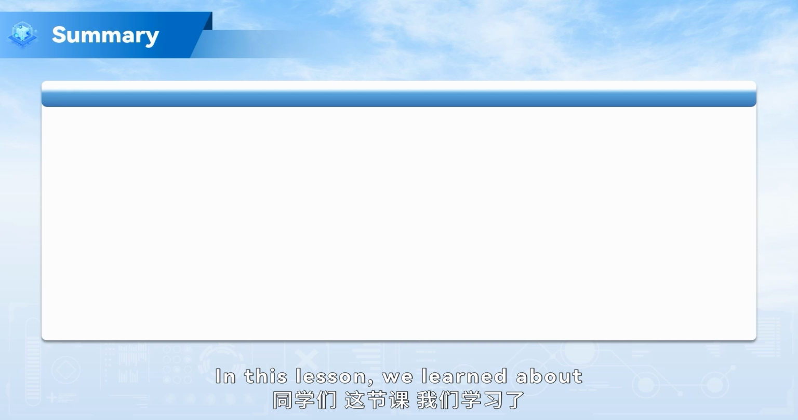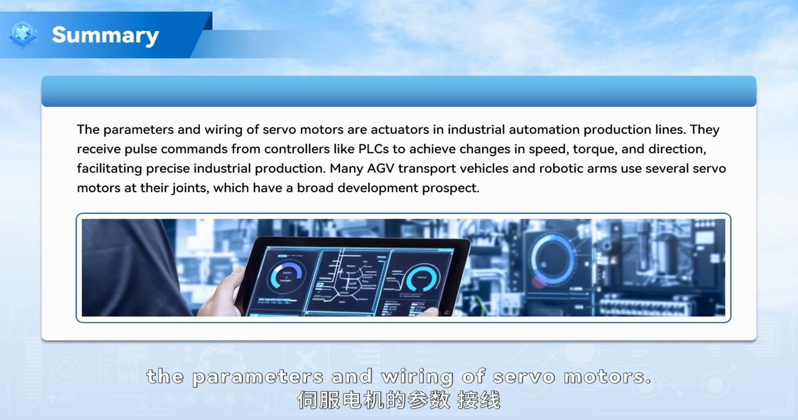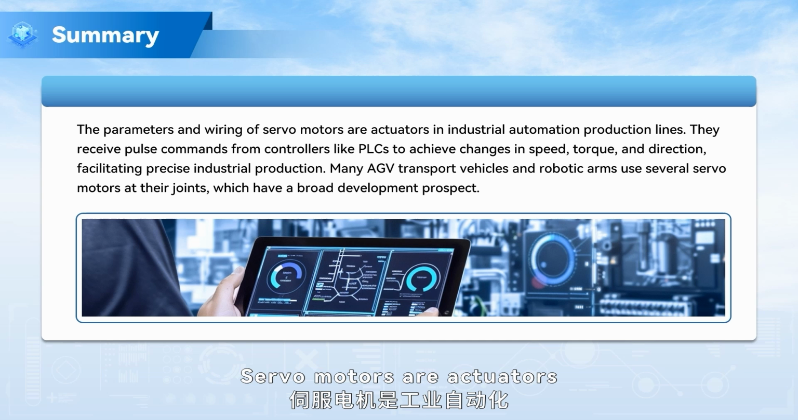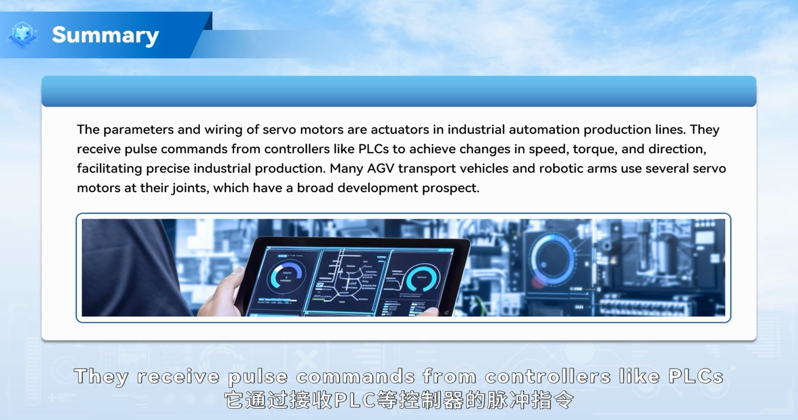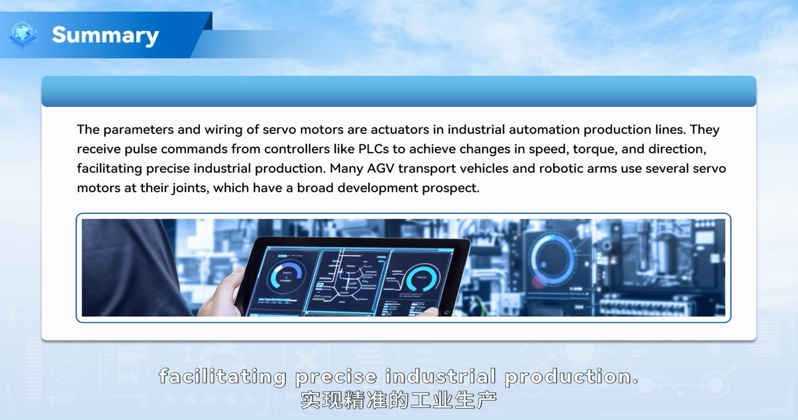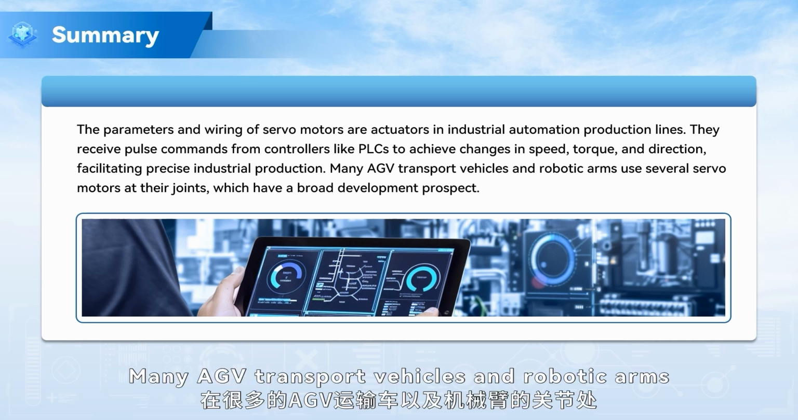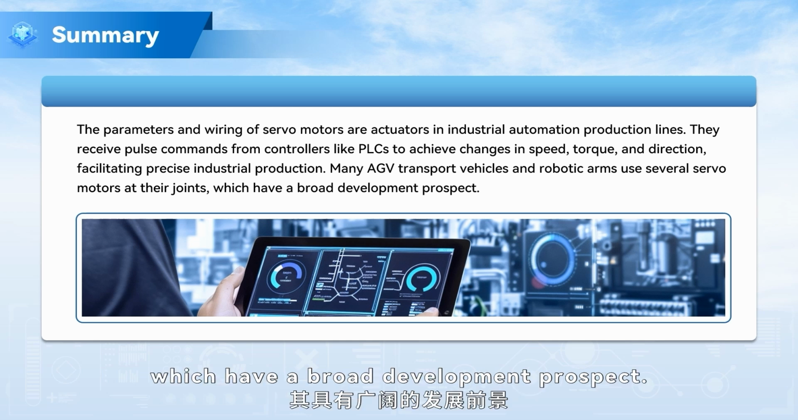In this lesson, we learned about the parameters and wiring of servo motors. Servo motors are actuators in industrial automation production lines. They receive pulse commands from controllers like PLCs to achieve changes in speed, torque, and direction, facilitating precise industrial production. Many AGV transport vehicles and robotic arms use several servo motors at their joints, which have a broad development prospect.